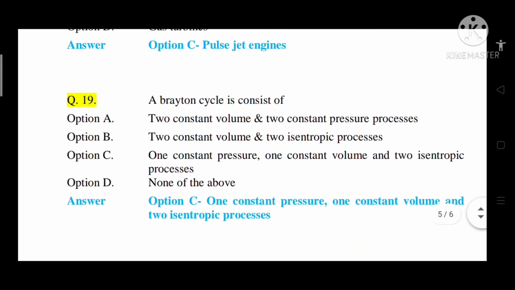Question number 19. A Brayton cycle consists of option A, 2 constant volume and 2 constant pressure processes. Option B, 2 constant volume and 2 isentropic processes. Option C, one constant pressure and one constant volume and two isentropic processes. Option D, none of the above. So correct answer is option C, that is one constant pressure, one constant volume and two isentropic processes.